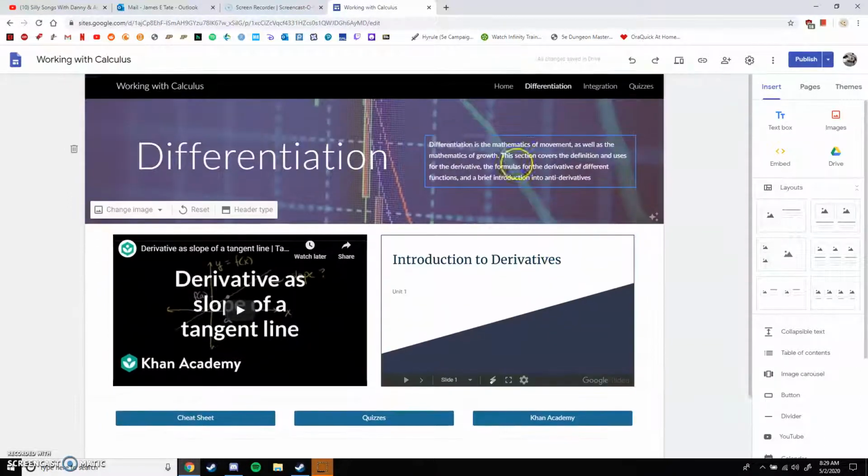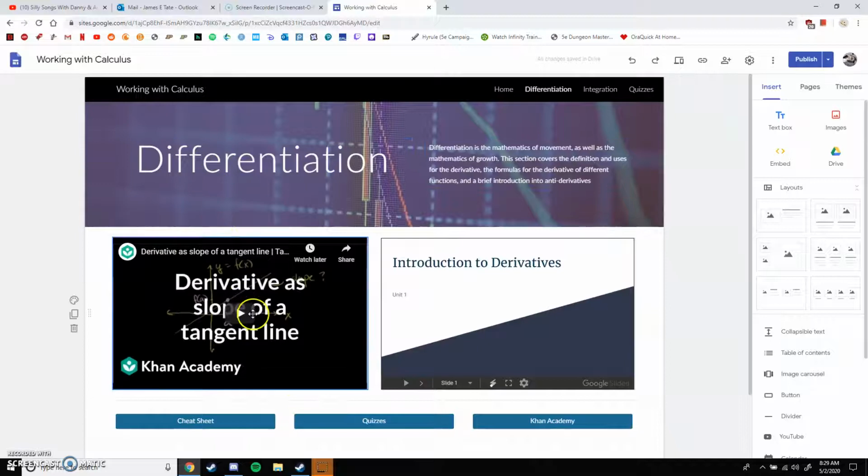The first one is differentiation, which is one half of the course. I would have a video right here and then a presentation right here over the lesson. And then there's a short description of each of these tabs.